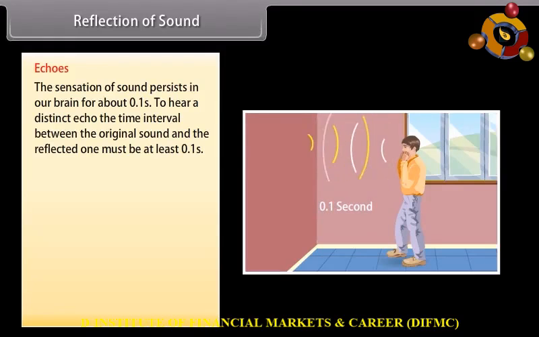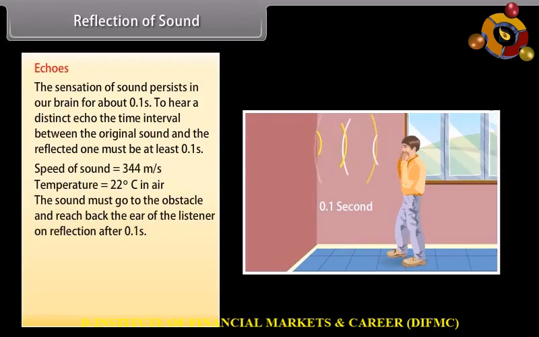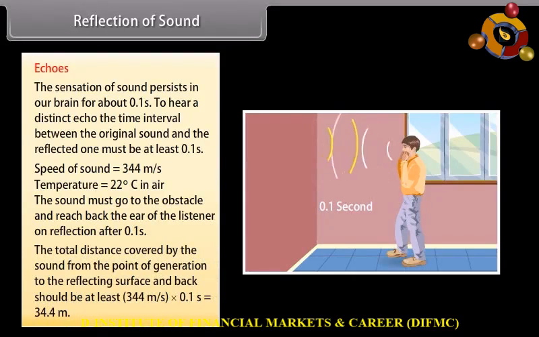To hear a distinct echo, the time interval between the original sound and the reflected one must be at least 0.1 second. If we take the speed of sound to be 344 meters per second at a given temperature, say 22 degrees Celsius in air, the sound must go back to the obstacle and reach back the ear of the listener on reflection after 0.1 second. Hence, the total distance covered by the sound from the point of generation to the reflecting surface and back should be at least 344 meters per second into 0.1 second is equal to 34.4 meters.